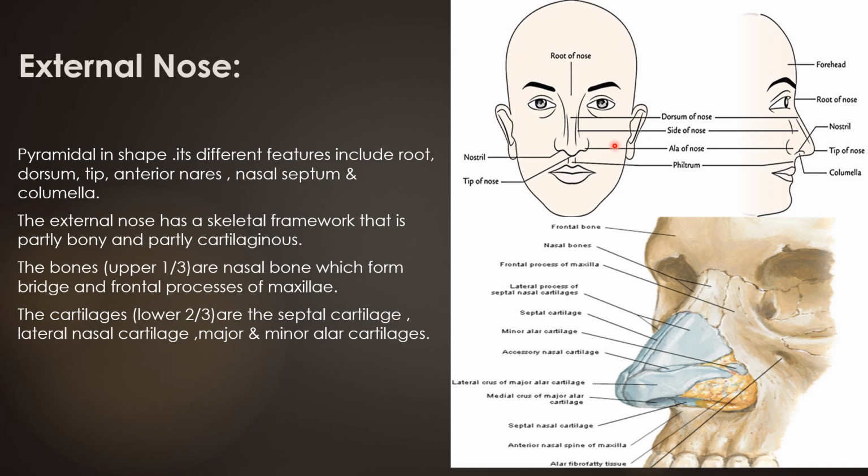Then the supporting framework of the nose is formed by, as you can see in this diagram, which is all external nose, bone and cartilage. The bony part forms the upper one-third of the external nose, and it is formed by the nasal bones and the frontal process of the maxilla. While the cartilaginous part contributes to the lower two-thirds of the external nose, and it is formed by the septal cartilage. Over here you can see the lateral nasal cartilage, the major alar cartilage, and the minor alar cartilage, and a small alar fibrofatty tissue forms part of the external nose.